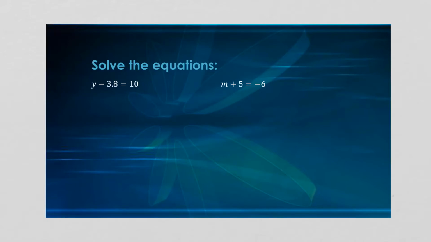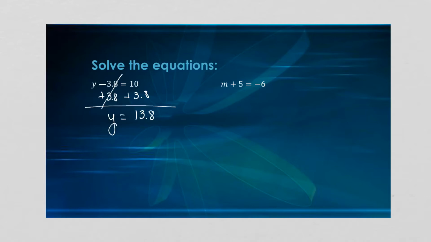Alright, for these two equations, I'm going to solve the one on the left first. So y minus 3.8 is equal to 10. To solve this, I would do the opposite of what's happening with the variable. So I would add 3.8 to both sides. Now we do that because we want to create 0 right here, and you have a minus 3.8 and a plus 3.8. Those create 0. So I'm left with y on the left hand side. 10 plus 3.8 is 13.8.